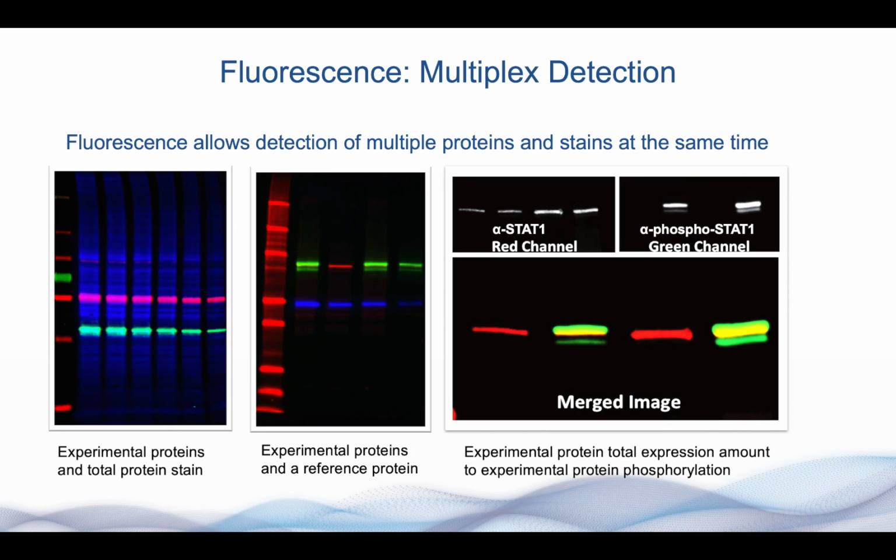Or we can combine these two targets with an additional normalization control, like a reference protein, seen here in blue, or an experimental stain, like a total protein stain, which we see in the image on the complete left.